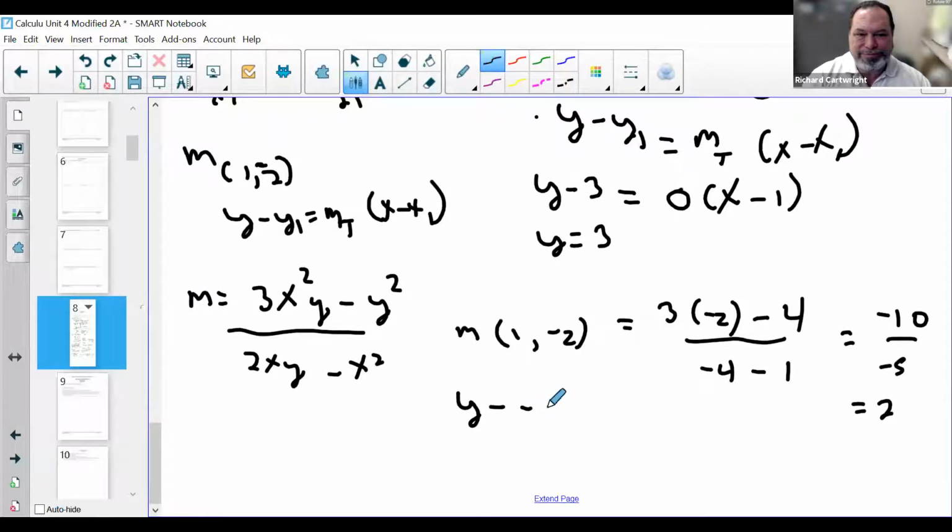So I put a -2 here. It really becomes a +2, so I may as well get rid of it. +2 equals that slope of 2 times x minus 1. And by the way, guys, I'm not going to mess with this.